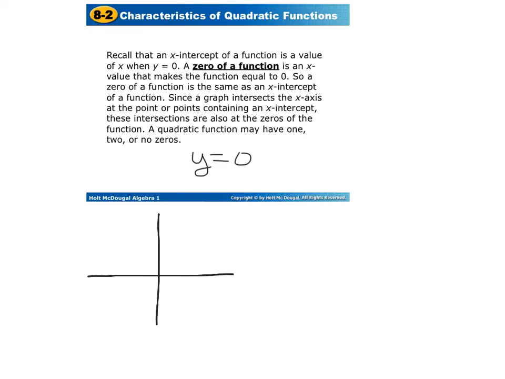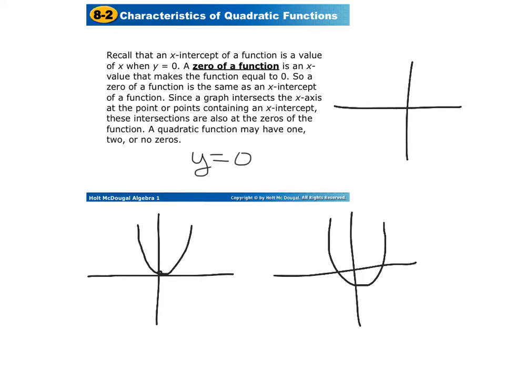When it has 1 zero, this means that the u is going to sit right on the x-axis. When it has 2 zeros, that means that the u is a little bit lower. And when it has no zeros, that means it's going to be up above it. Now remember, all of these could also have a negative a value, and they could be the upside down u's. So here it could also be this way or down here.